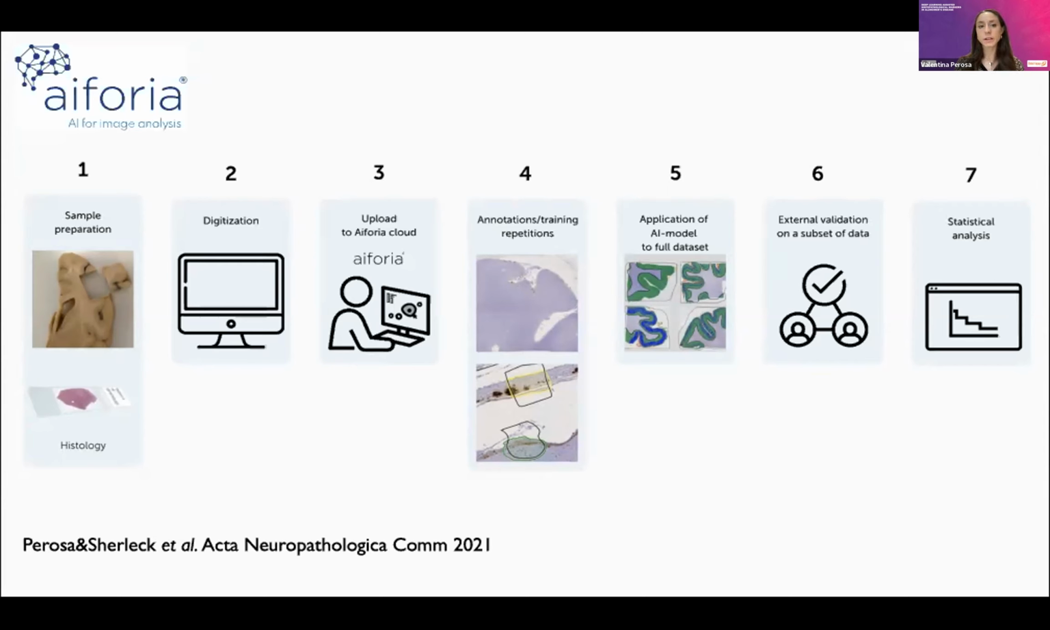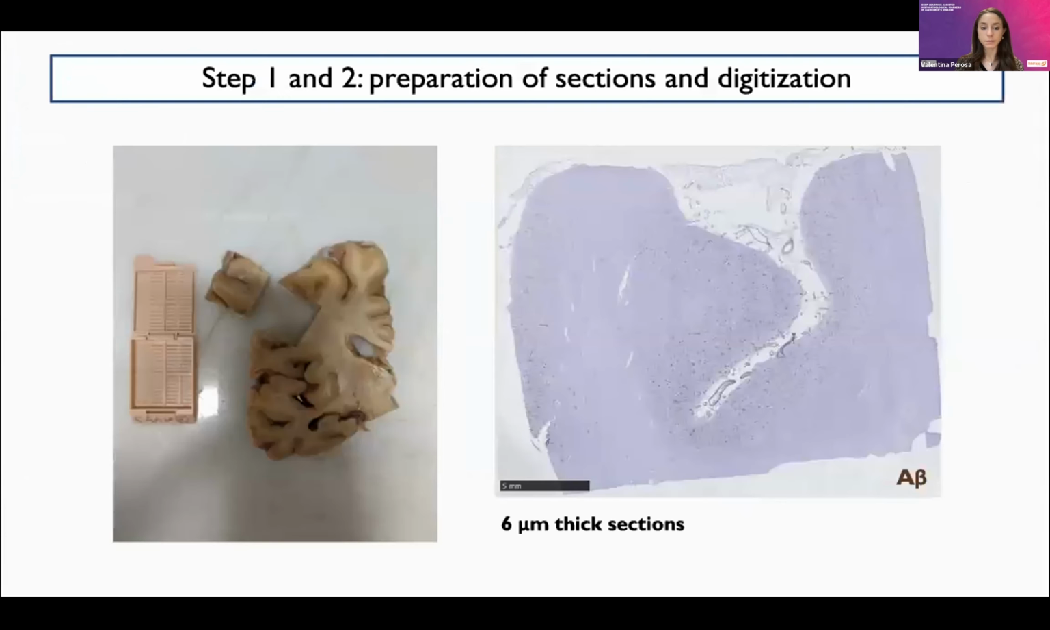And finally, to make sure that the model really detects what we want to see, there is an external validation process that can also be performed within the Aiforia platform, for which we then annotate another 10% of the sections, or better to say, verify that the annotations made by the model are correct. When we are happy with all of this, we download the data and we can perform statistical analysis.